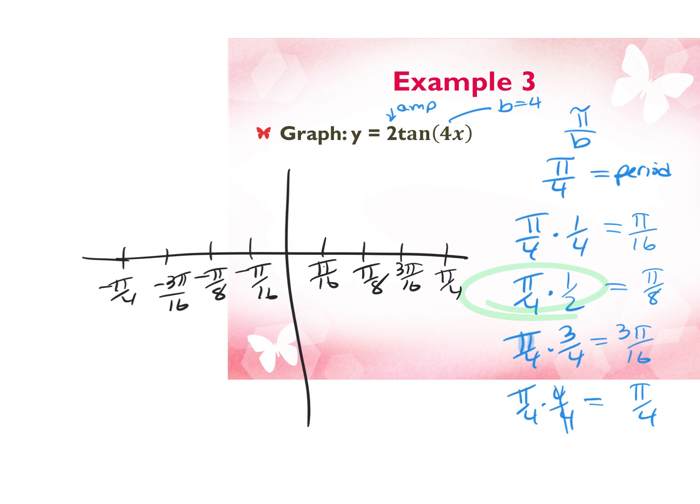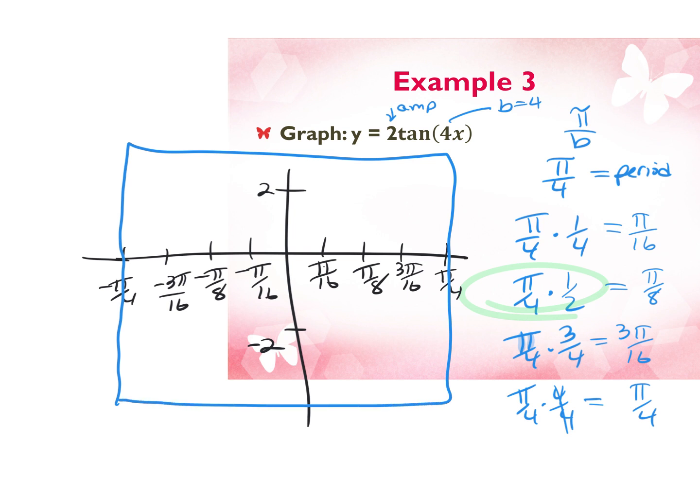Add in your amplitude, the 2 and the negative 2. And again, I'm going to box it in. I'm going to show my window viewing area here. So my graph is going to be right in here. I'm going to add in my asymptote at the 1/2. So the middle of the box here is an asymptote. And then now you'll put a point.